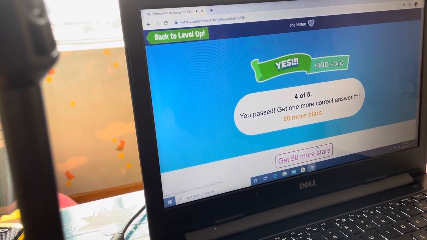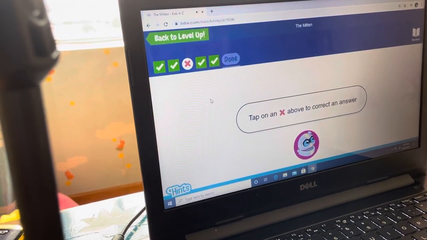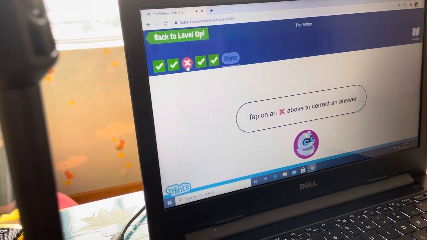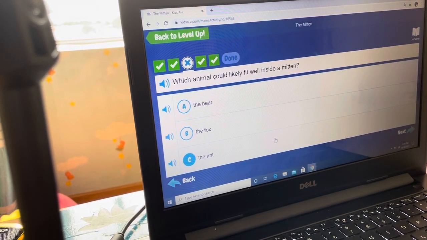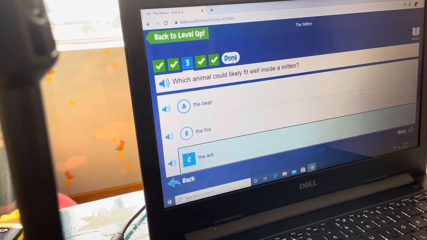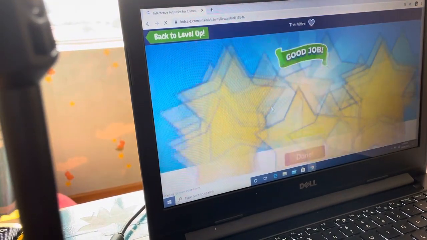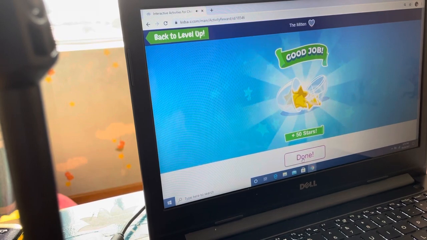You did it! You passed! No. Click on the items with the red X and find a better answer. You're amazing! A perfect score!